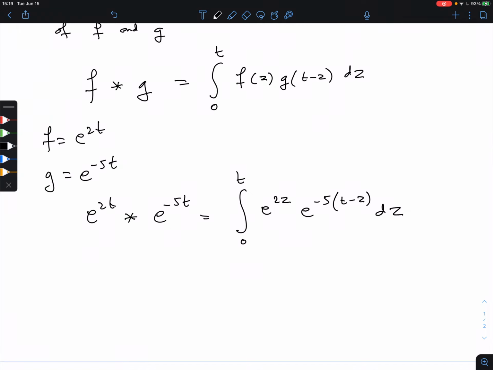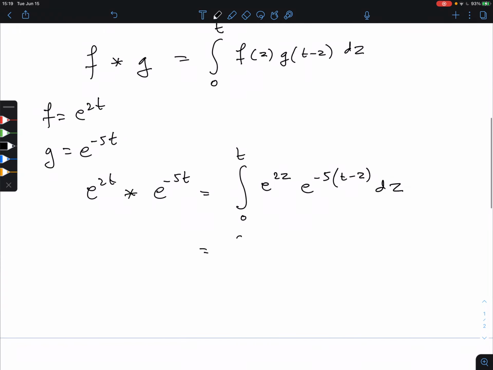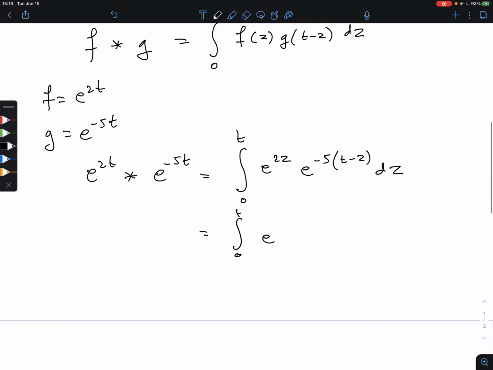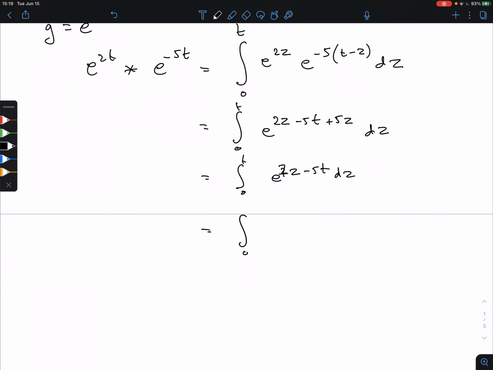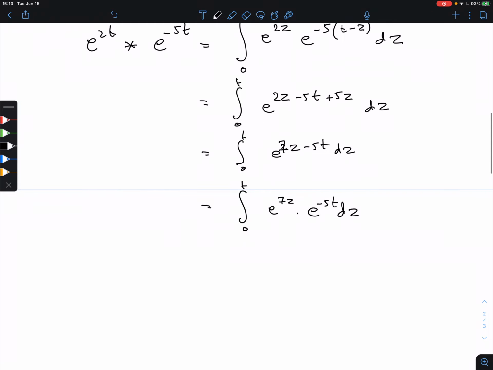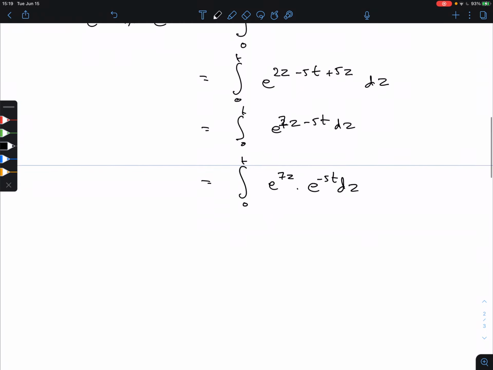z is the integration variable, t is not. So let's see what this means. Well, since these are two exponentials, we can put them together, right? So this e, we have 2z minus 5t plus 5z, right? You add the exponents, dz. Now, so this would be the integral from 0 to t of e^(7z minus 5t) dz. Now, let's split this. The terms that have a z in it, and then these are the terms without a z. What does that mean if there's no z in that term? That means it's a constant as far as this integral is concerned, so we can bring it out.